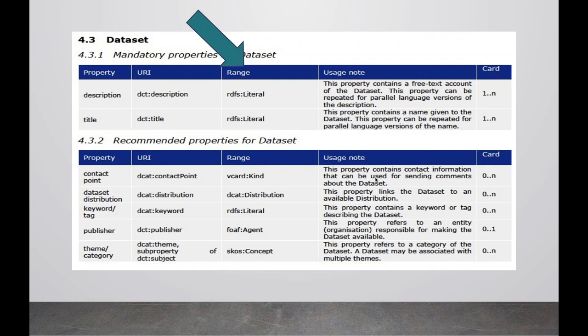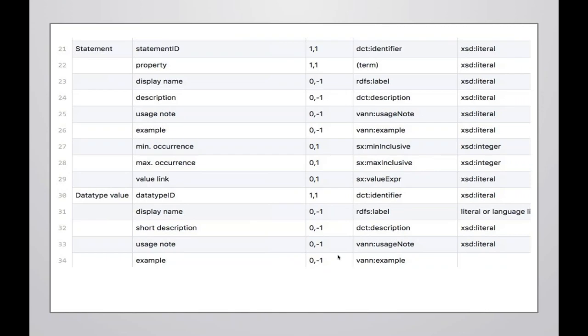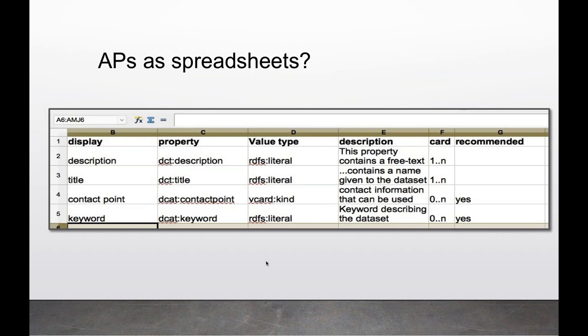So it isn't terribly difficult to provide these. In the work that we're doing, hopefully, you can see that we have both the property, which would have to be an HTTP property, and we also have the display name, which would be a label, along with description and usage notes and various other things. So those all can fit very nicely into a spreadsheet.